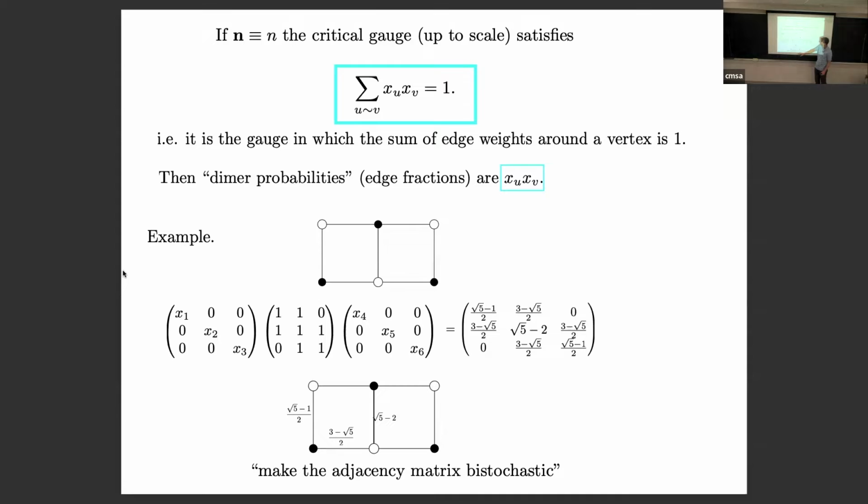Right, so that's the mantra here: to make the adjacency matrix bistochastic by choosing an appropriate gauge. And so the claim is that if I take this multinomial model over this graph, and look at my blow-up graph where n is large, then the fraction of dimers at this vertex which are vertical versus horizontal is (square root of 5 minus 1) over 2. With high probability, it's a law of large numbers result.